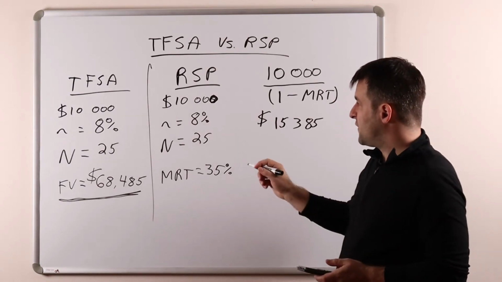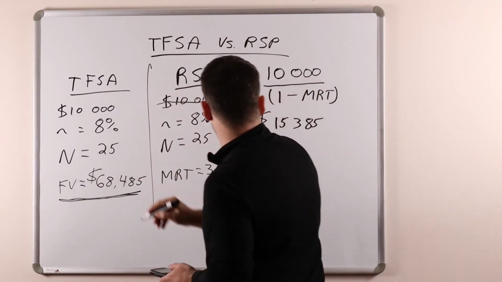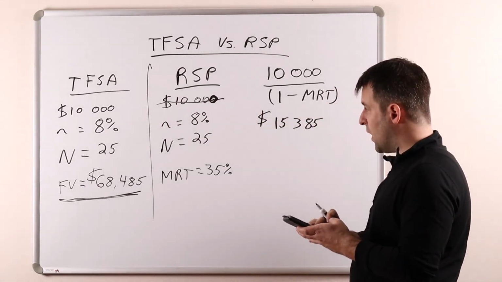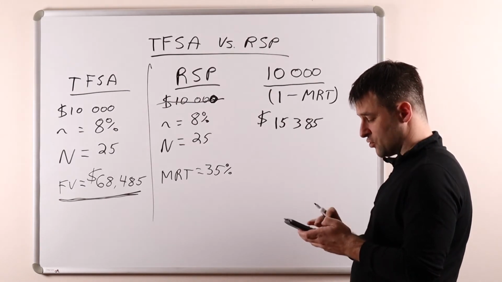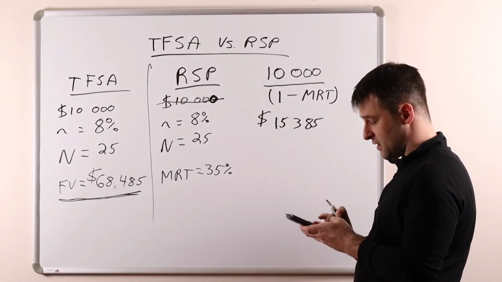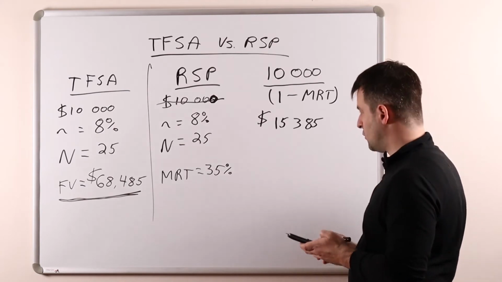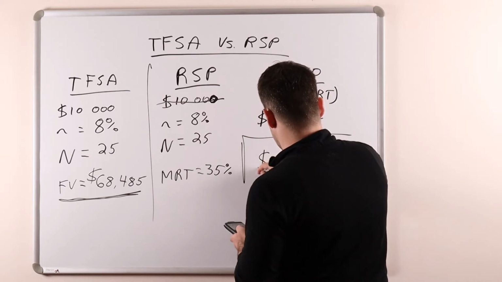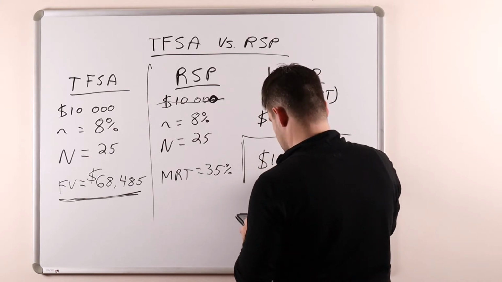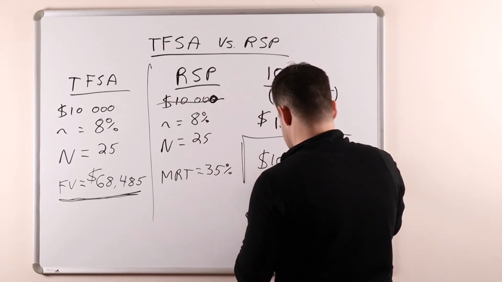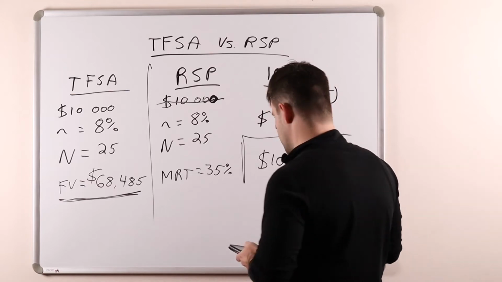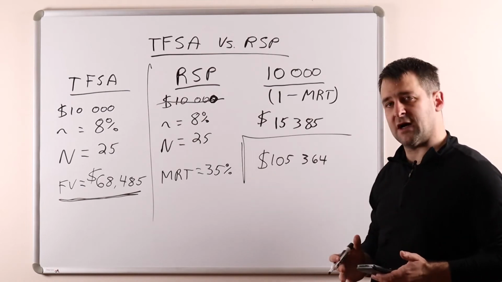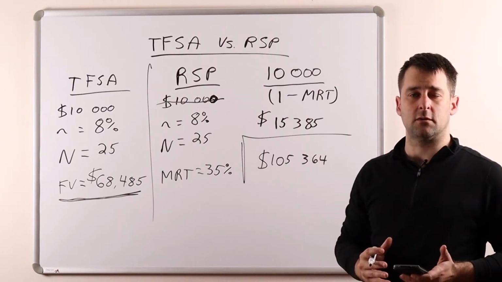So we take that amount, and again, we go back to our example. Instead of the $10,000, we start with $15,385. We go 1.08 y to the x 25, multiplied by 15,385, is equal to a future value of $105,364, and I'm rounding it upwards. That is the gross amount inside of the RSP in 25 years, and now we withdraw it.